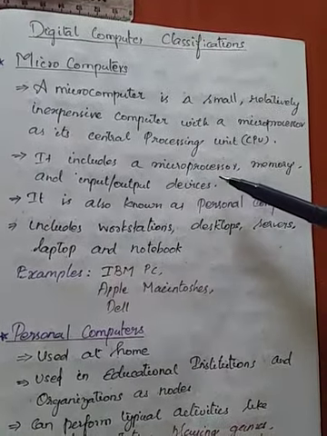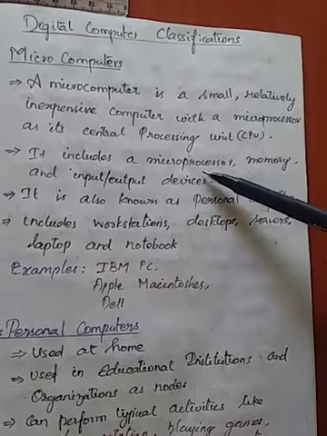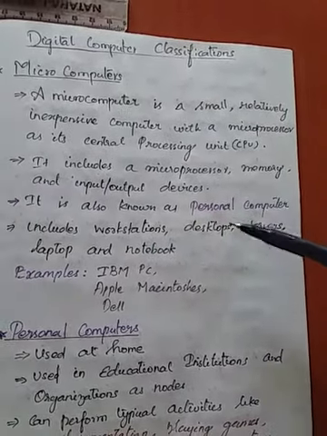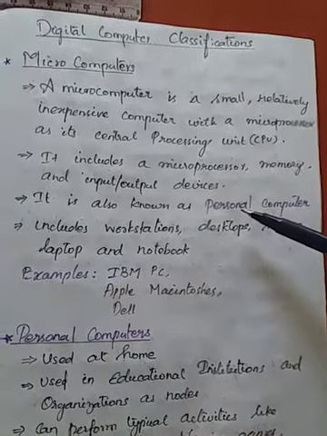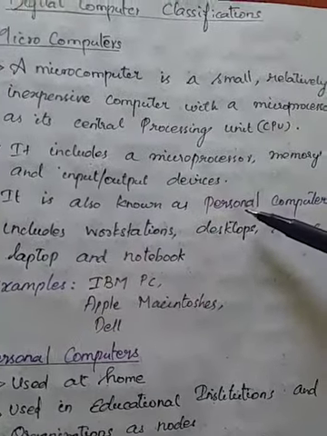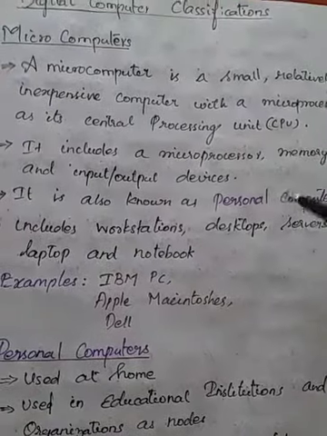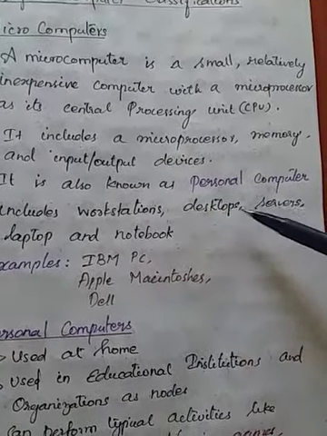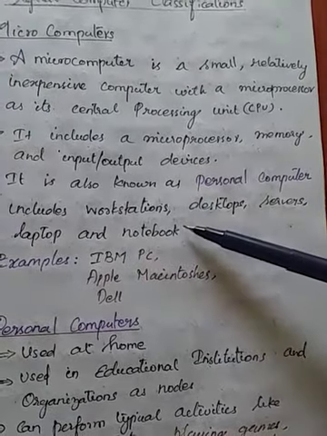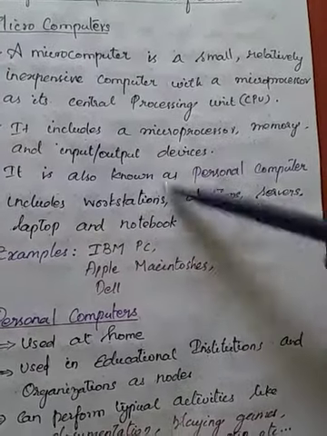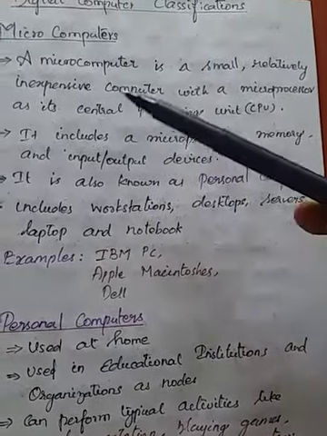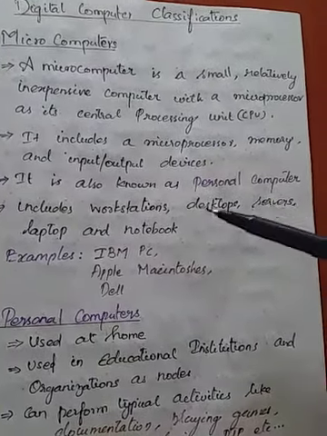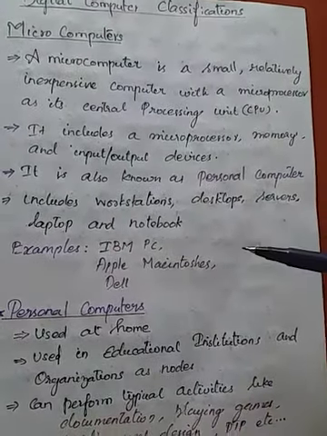The components of a microcomputer are the microprocessor, memory, and input-output devices. This microprocessor will be the CPU, and this microcomputer can also be called a personal computer. Examples of microcomputers are workstation, desktop, server, laptop, notebook, and these all can be called microcomputers with similar configurations.